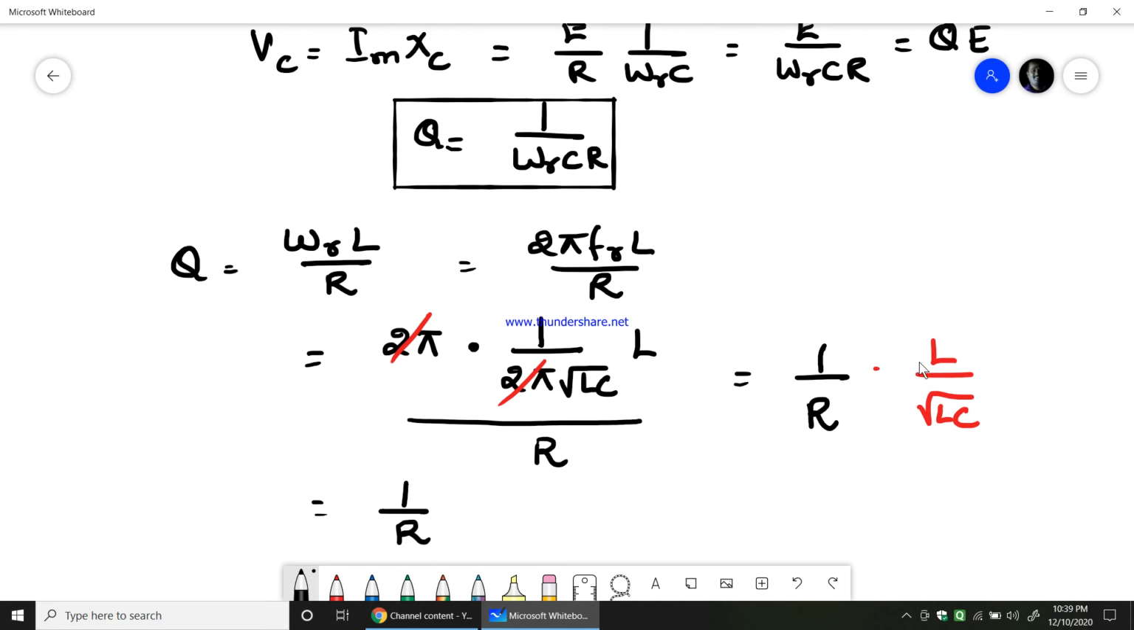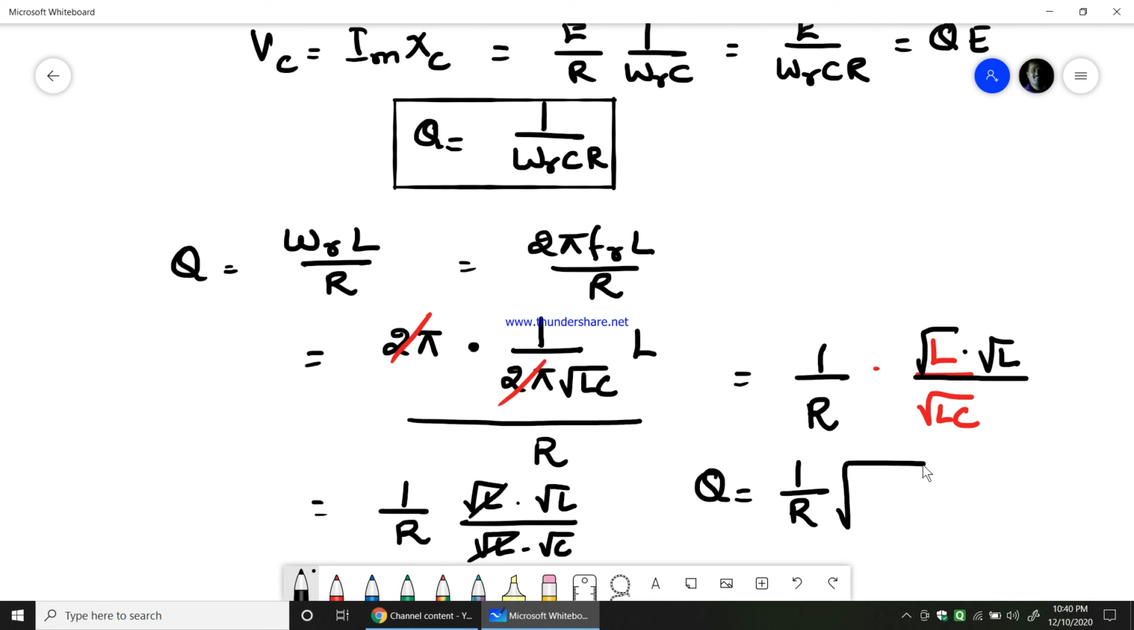So L, I can write as root L into root L. Therefore, root LC can be written as root L into root C. So this root L gets cancelled. Therefore, finally, the quality factor is equal to 1 by R square root of L by C. This is the actual derivation, the main derivation of quality factor which we have got.